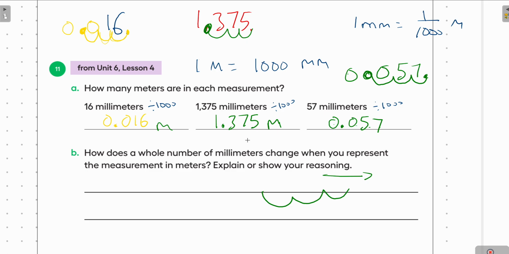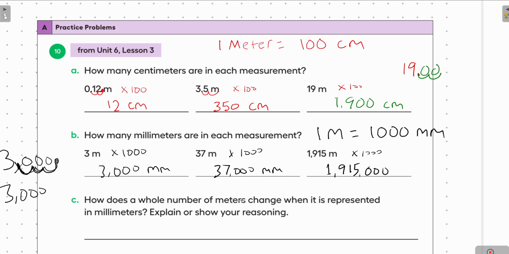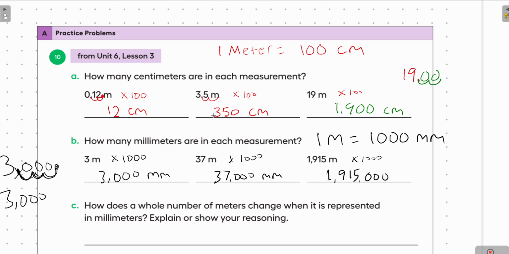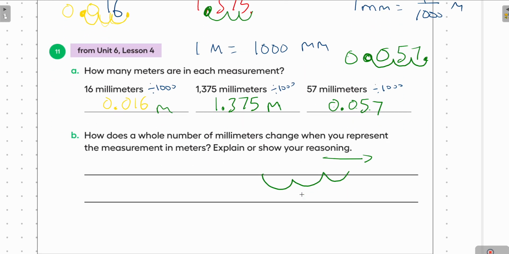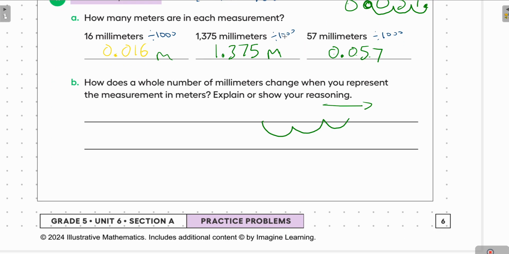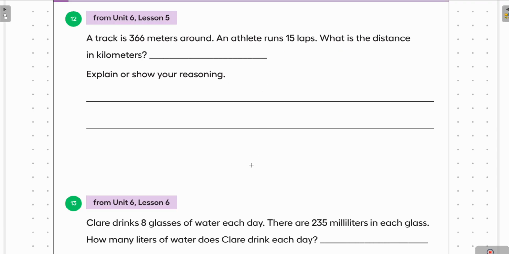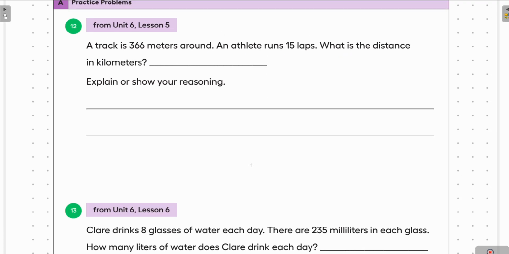Notice how when we multiply, it was the opposite thing that was happening, right? The numbers were becoming bigger. Okay. Let's do another example.